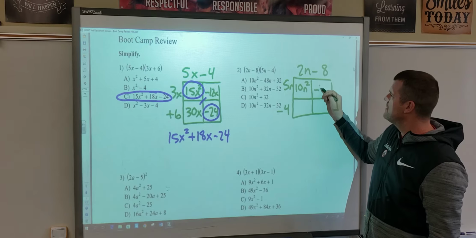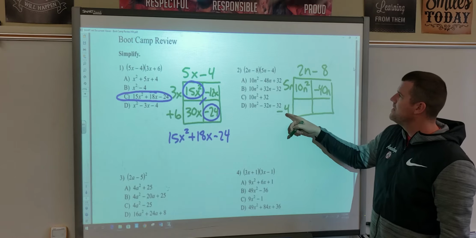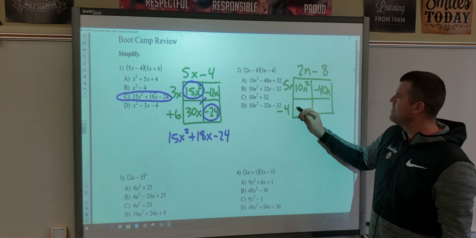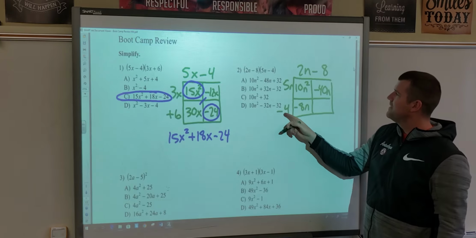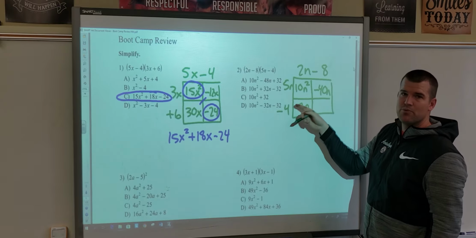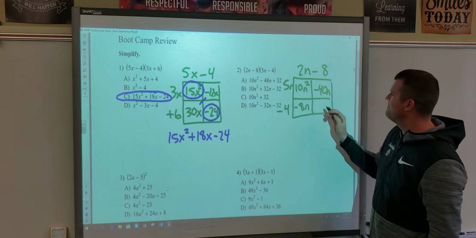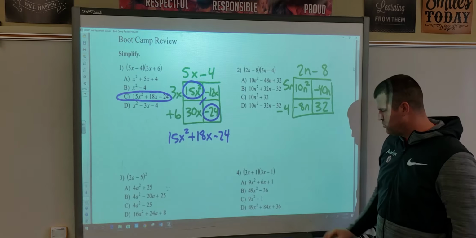So as we go ahead and fill out our box, 5n times 2n is 10n squared. 5n times negative 8, negative 40n. Negative 4 times positive 2n is a negative 8n. And negative 4 times negative 8, when we multiply two negatives, we're going to get a positive. In this case, positive 32.